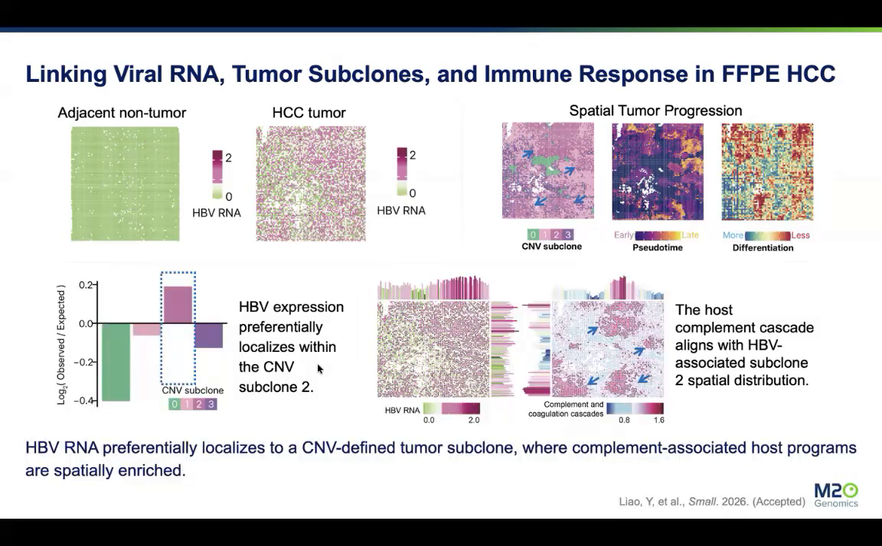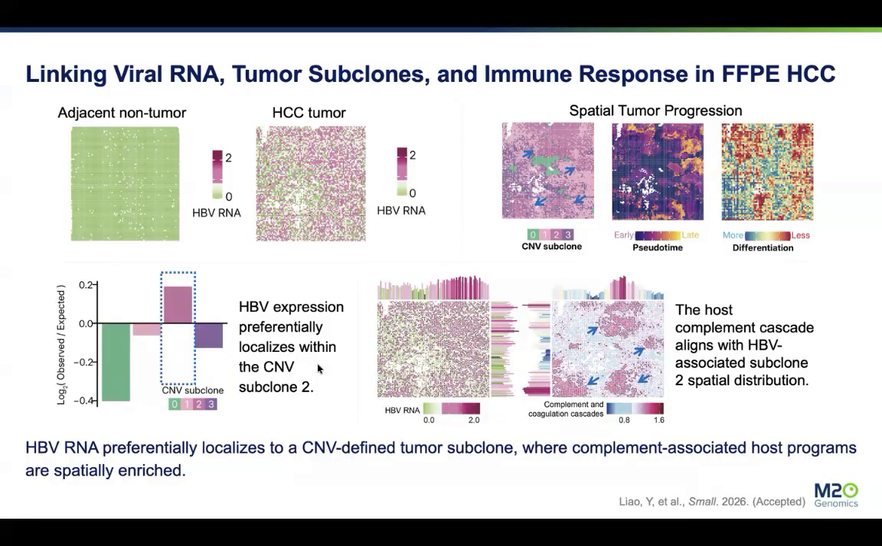We then asked whether this viral distribution was associated with specific tumor populations. We were able to infer spatial copy number variation, or CNV, and identify distinct tumor subclones with NATA's full gene-to-body coverage. The blue arrows in the upper right panel indicate the spatial region occupied by subclone 2.